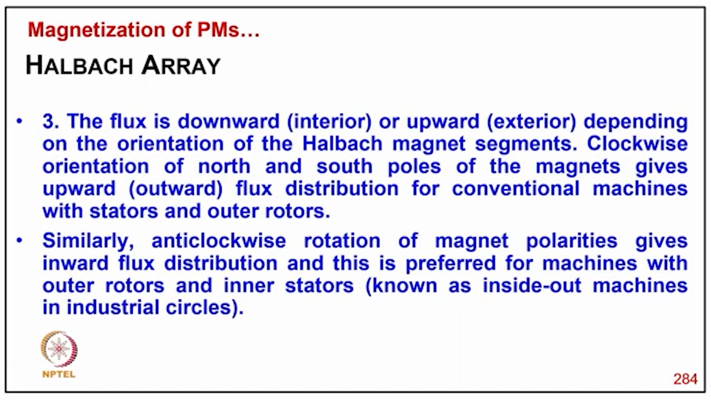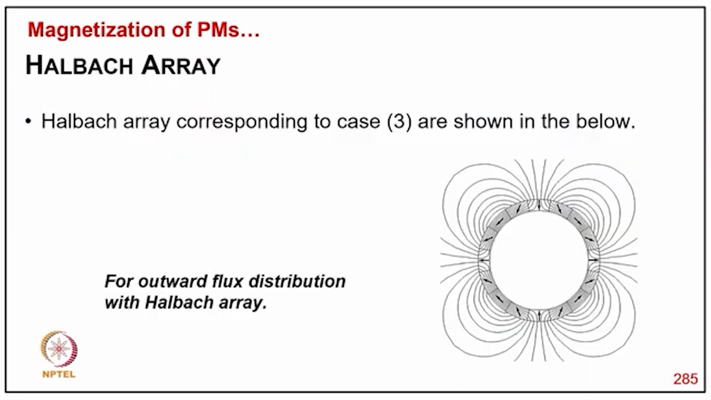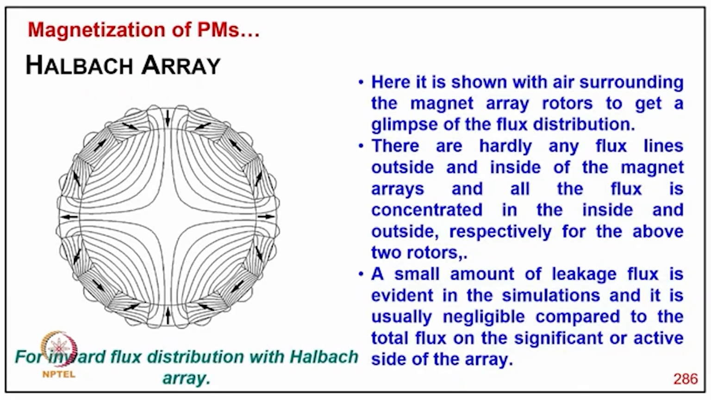Clockwise orientation of the north and south poles of the magnets gives the upward flux distribution of a conventional machine with the stator outside and rotor inside, and similarly anti-clockwise rotation of the magnet polarity gives the inward flux distribution. This is preferred for machines with an outer rotor, known as an inside-out machine in industrial circles. So this Halbach array corresponds to case 3 as shown here, typically for outside flux distribution with Halbach, and this is the inward flux distribution with a Halbach array.